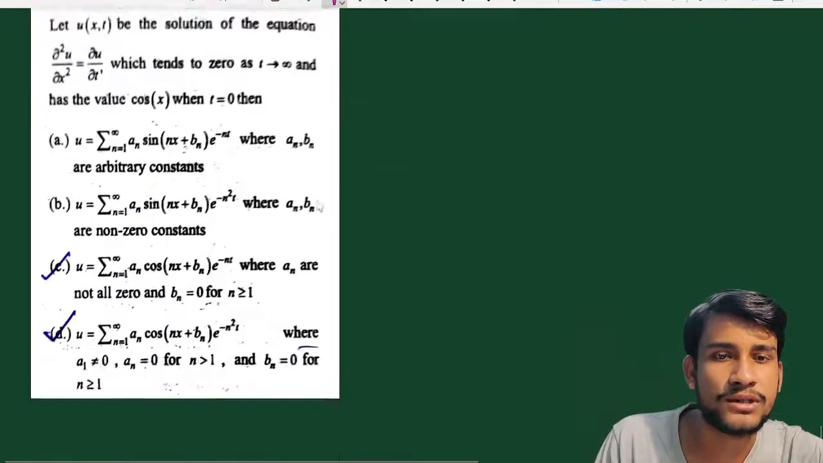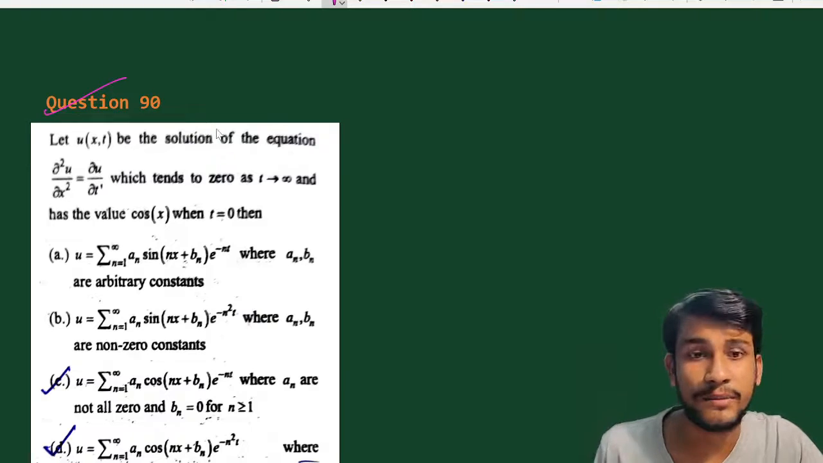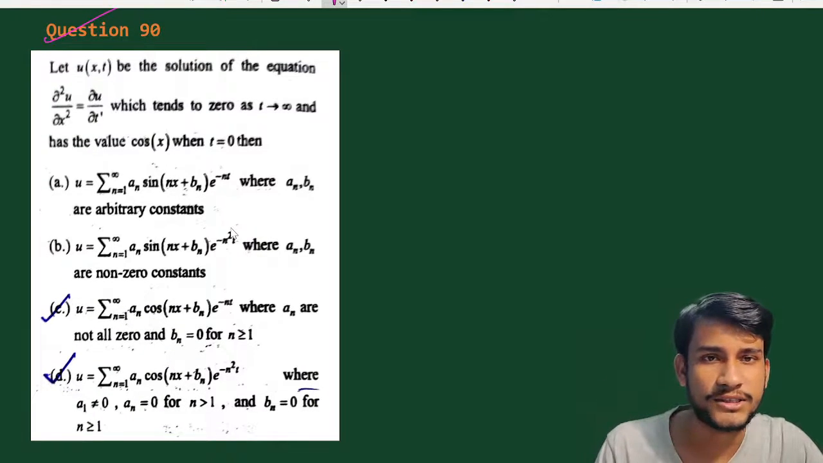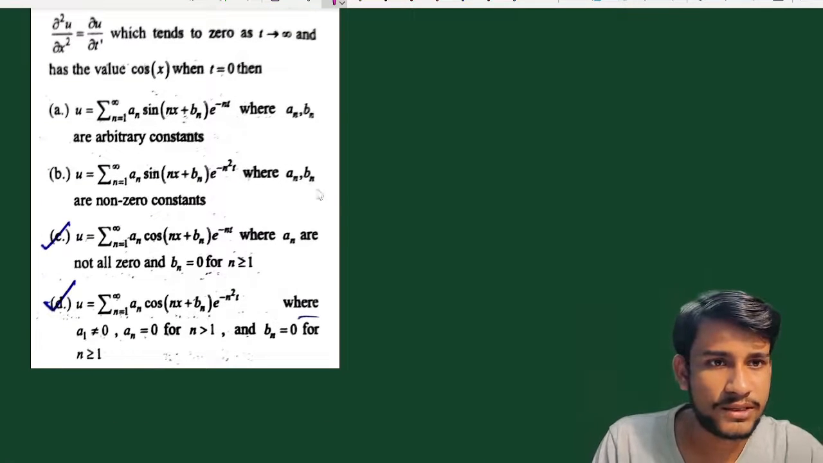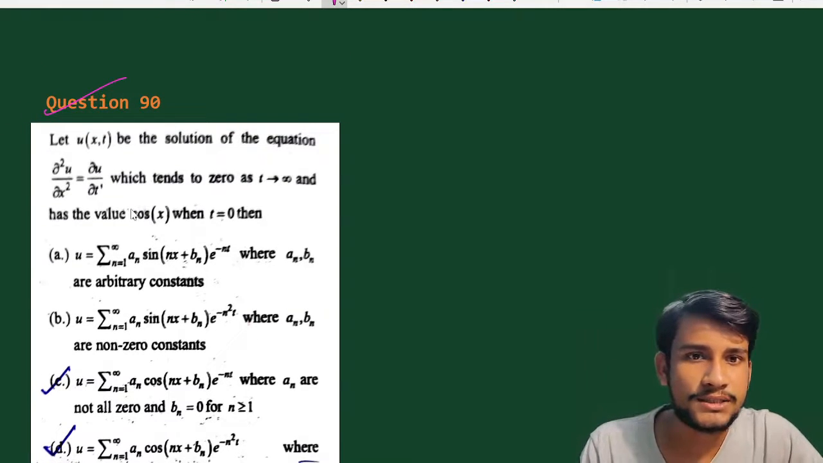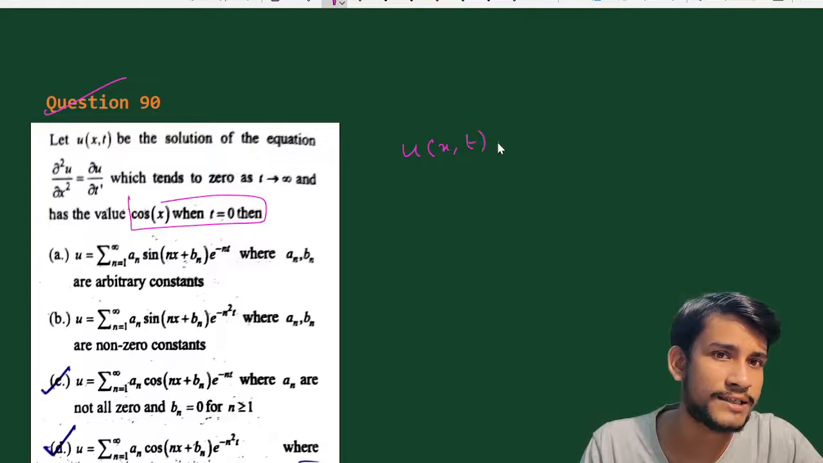Now go to the next question, question number 90. This is the same problem as question number 89, and these two problems come in two consecutive years of the CSIR NET exam. Okay, so यहाँ पर देखो इसका जो solution आता, यहाँ पे जो change है सिर्फ यहाँ पे cos x है at t equal to 0, that means u(x,t) जो value होगा ये यहाँ पर 0 होगा.